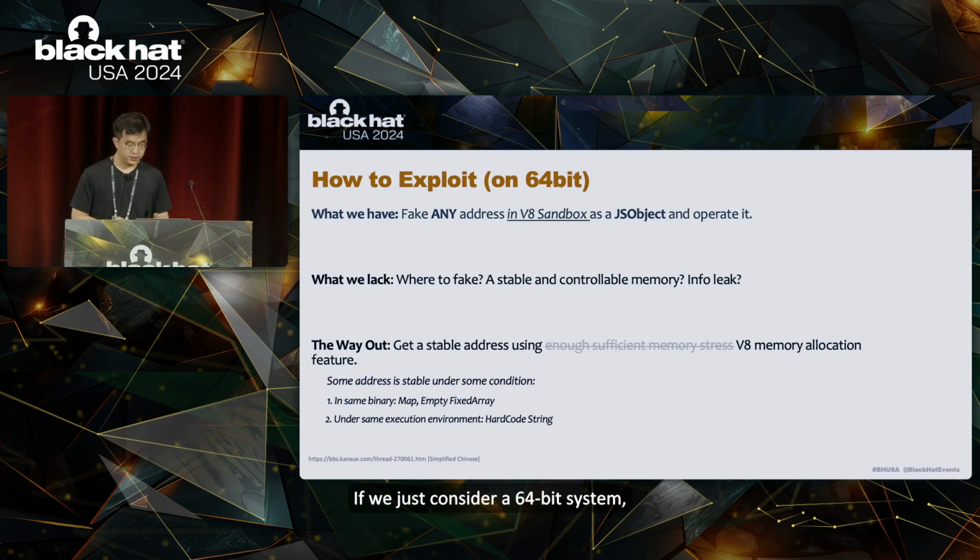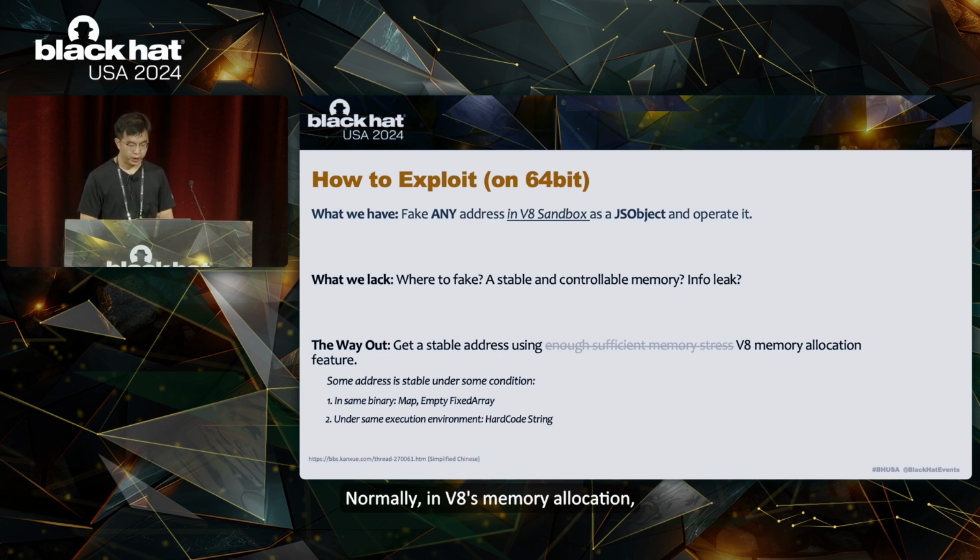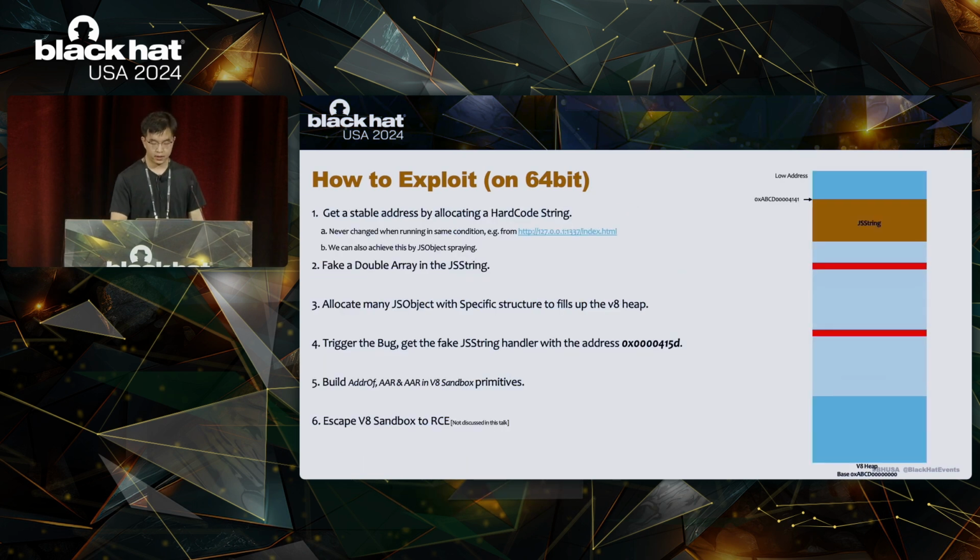If we just consider a 64-bit system, the situation is somewhat different. Notably, in V8's memory allocation, certain features can help us find fixed addresses, such as the map and empty fixed array in the same binary, and hard-coded strings in the same execution environment. We can use a hard-coded string to get a stable fake object address, while the rest of the exploitation is just similar to the former ones.